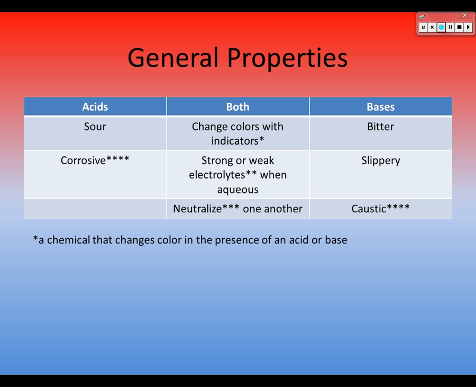Some indicators are commercially made, but there are also a lot of natural indicators around us. For example, I'm going to show you how red cabbage, or some people call it purple cabbage, actually changes color in the presence of acids and bases. So we'll do some fun stuff with that.